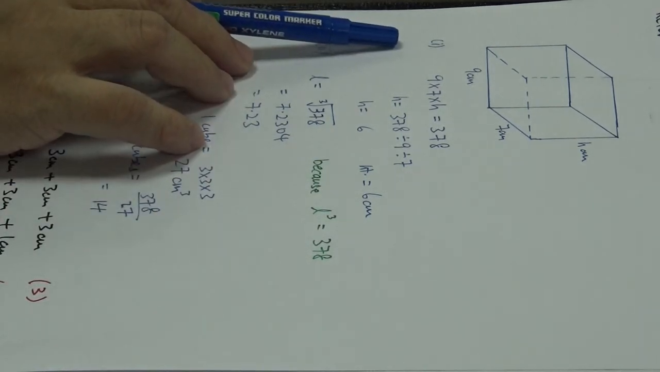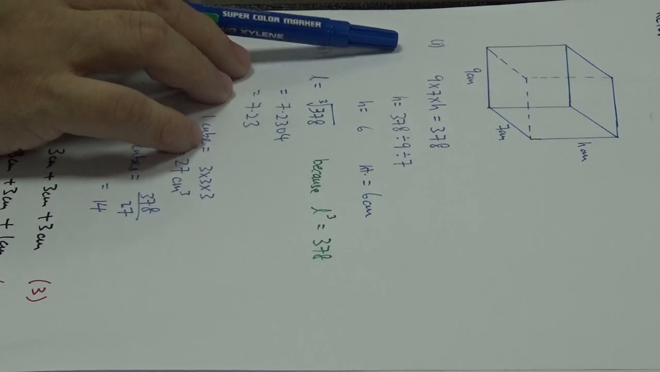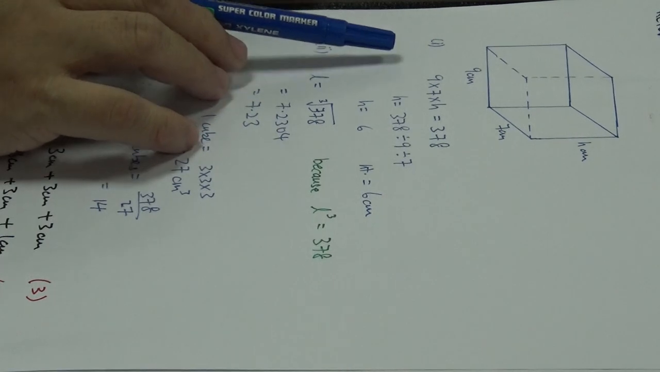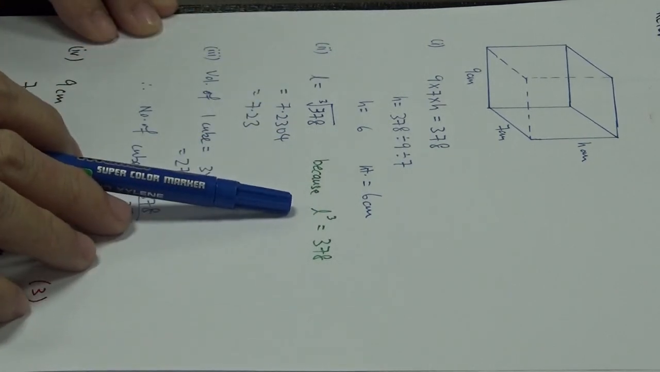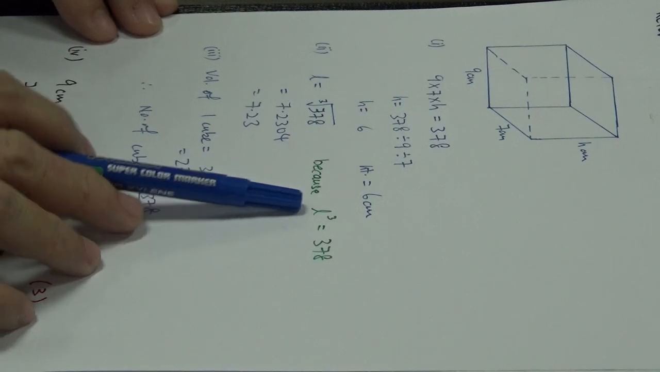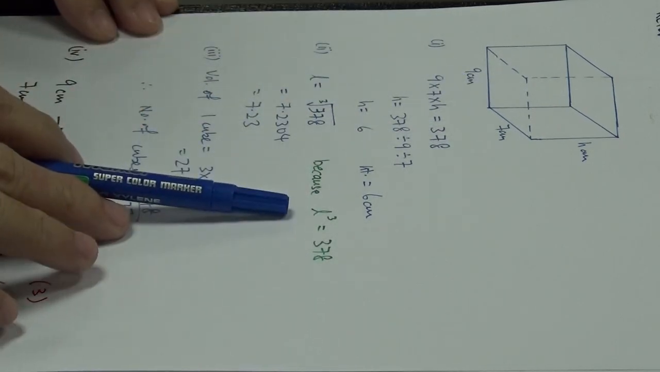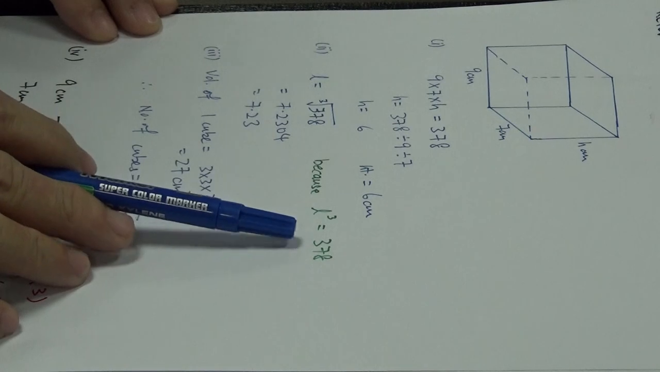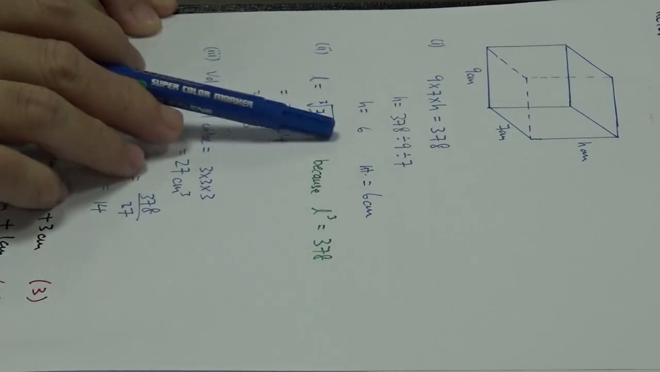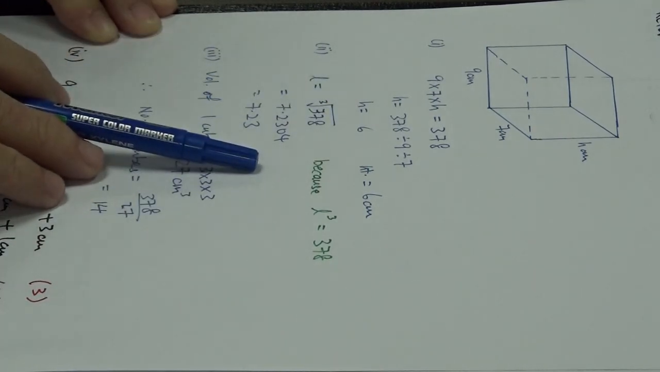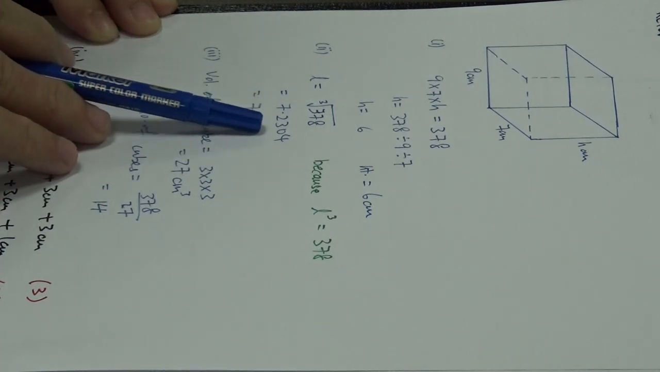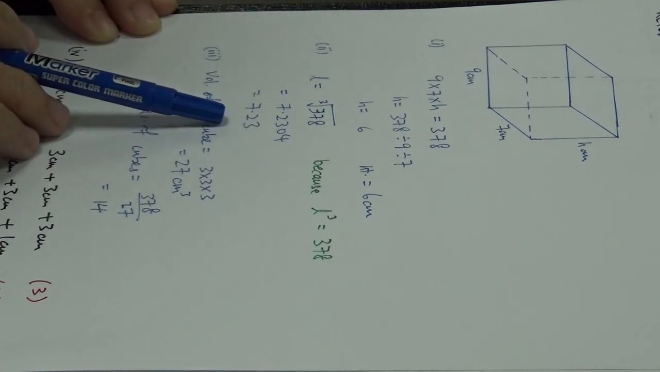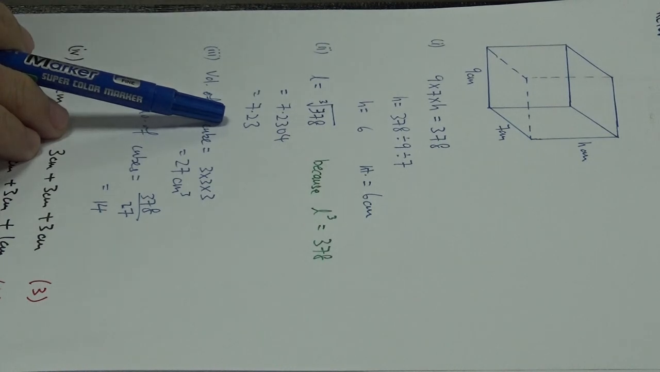Now, for part 2, if the cuboid is melted to form a cube of length L cm, find the value of L. Now, we know that for a cube, the three lengths are the same. So it's L times L times L, which will give me L cubed, which will be 378. So when I take the cube root, I will have this. Now be careful. The working must be to five significant figures truncated, and the final answer will be to three significant figures rounded off.